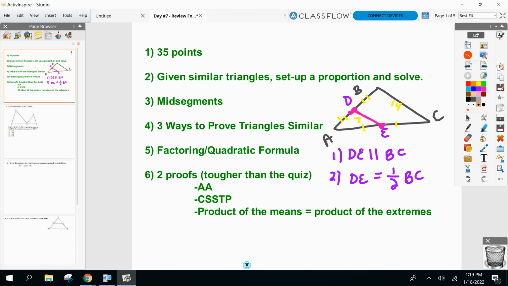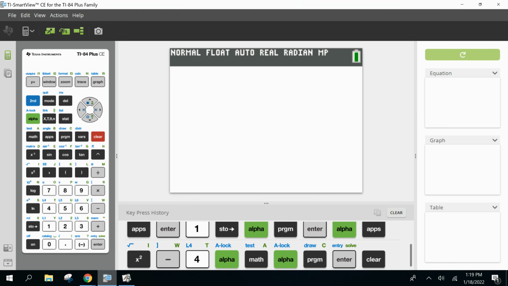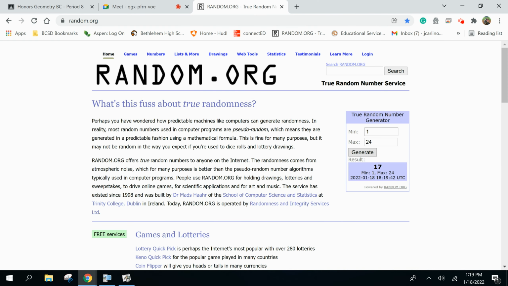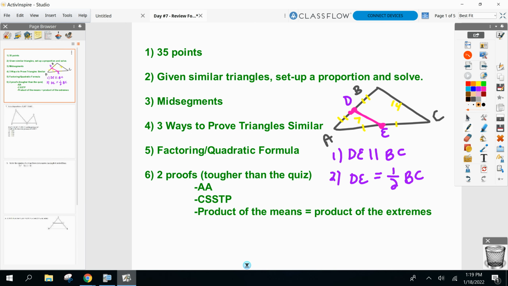All good? Next, 3 ways to prove triangles similar. Let's review. What do you got for me? 3 ways to prove triangles similar. One way. 17. Actually, let's hear from some other people. 14. Way to prove triangles similar.